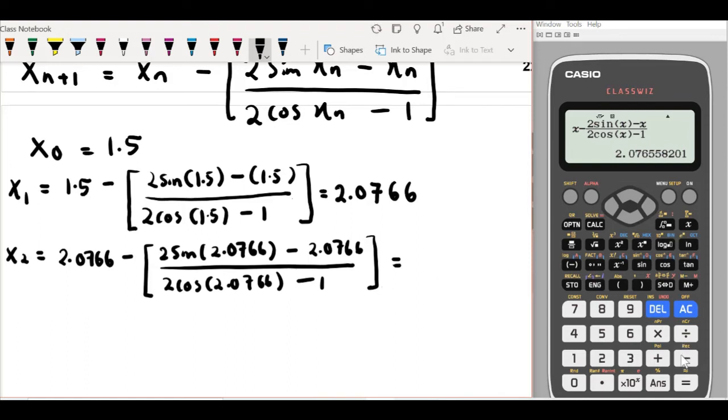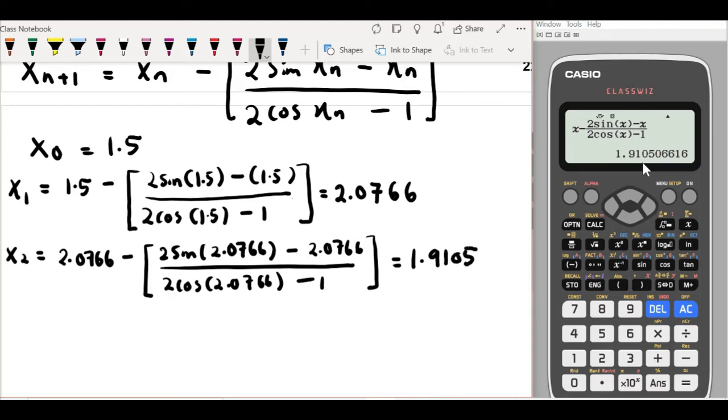What do we do here? Just press the equal button. And then press the answer button, ANS, beside the equal button. And then press the equal button twice. So this would be the next value of x. In this case, we obtain 1.9105.